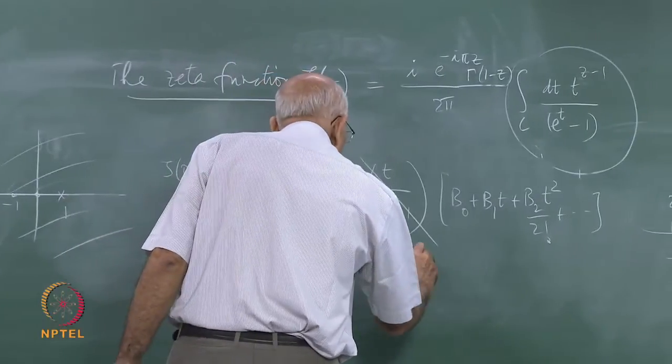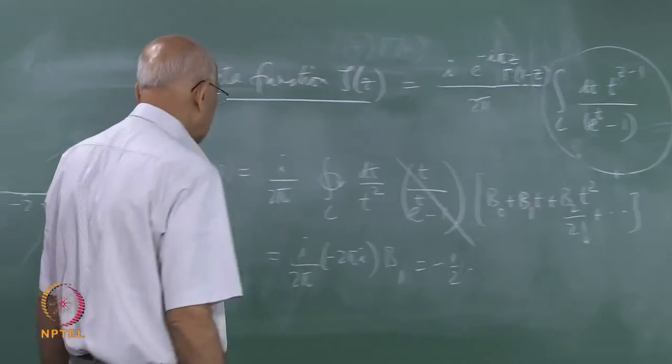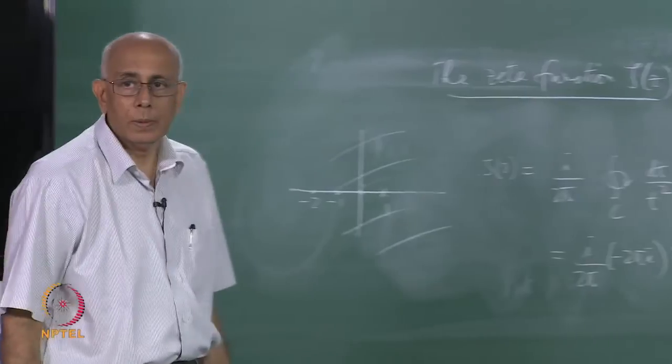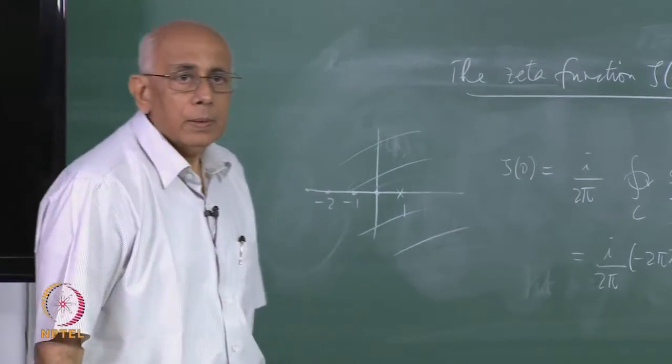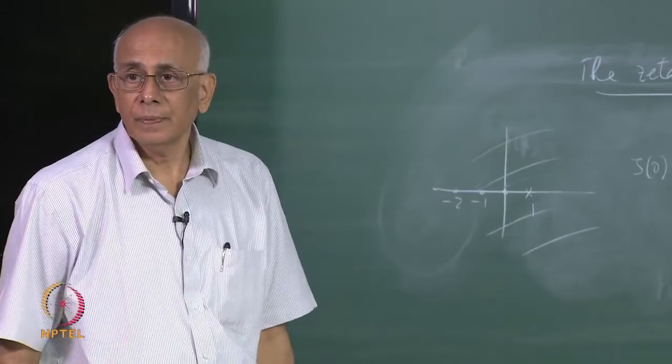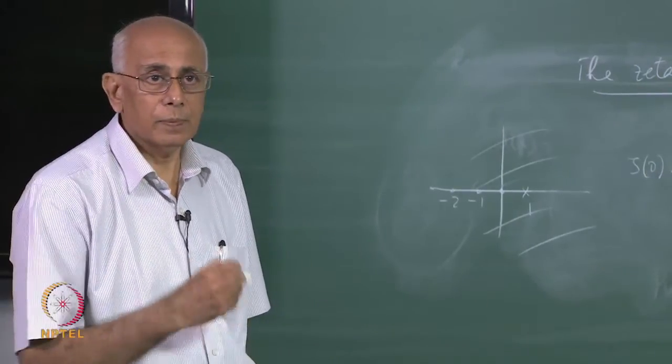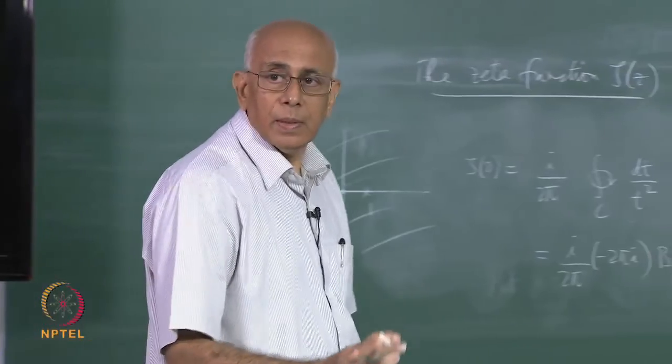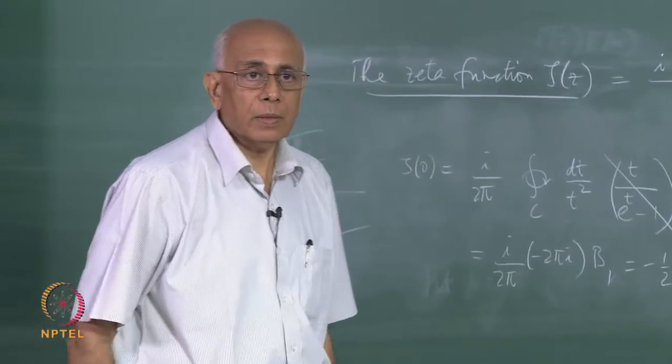Which is equal to minus a half. So zeta of 0 is minus a half, exact value. Well defined numerical value is minus a half.